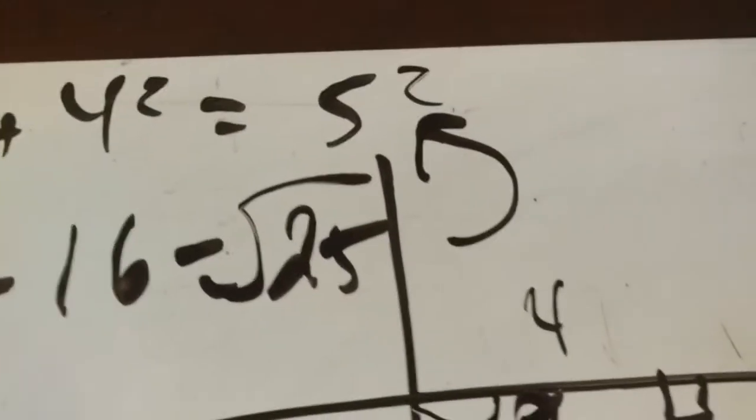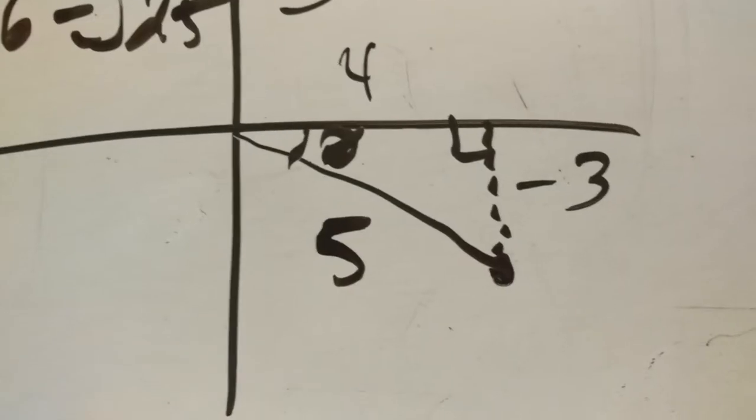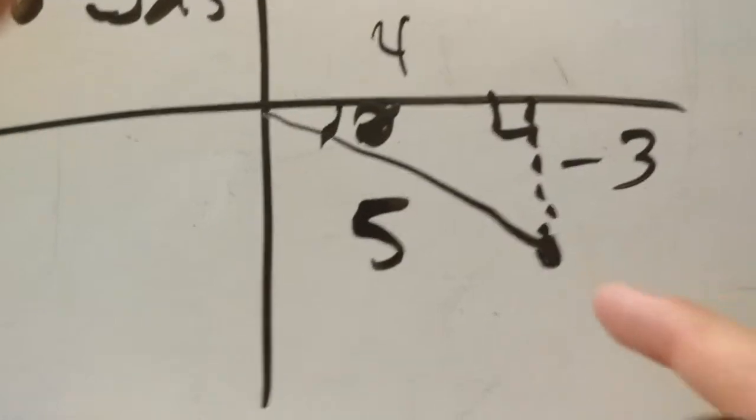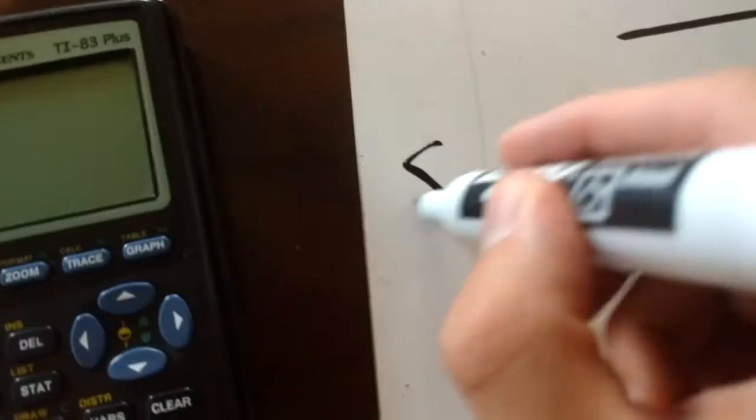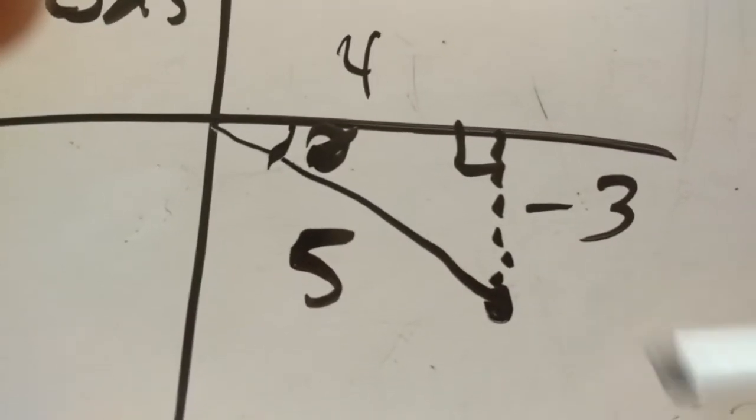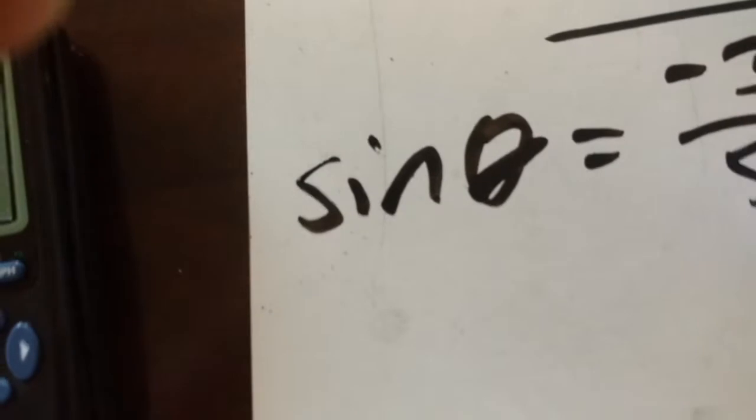I'm just a wizard, so I knew that right off the top of my head. But hey, don't worry about it. 5 is going to be the length of the hypotenuse, so we know 5 is going to be that side right there. If we want to set up our trig ratios, let's start with sine. Sine of that angle is going to be opposite divided by hypotenuse. So opposite is -3, hypotenuse is 5. It'll be -3 over 5.